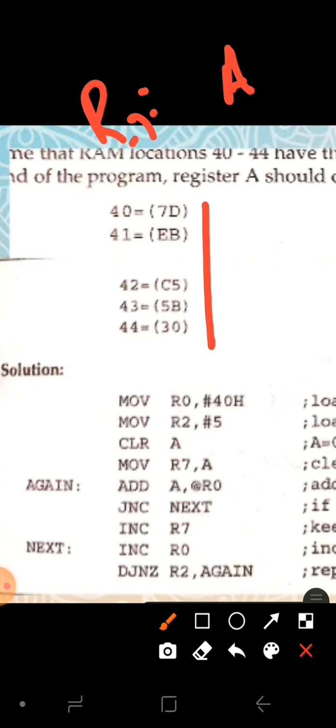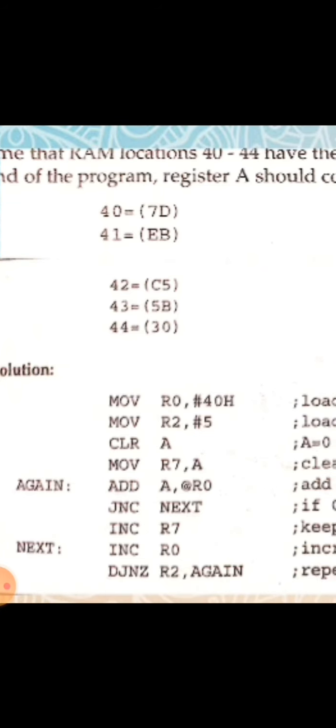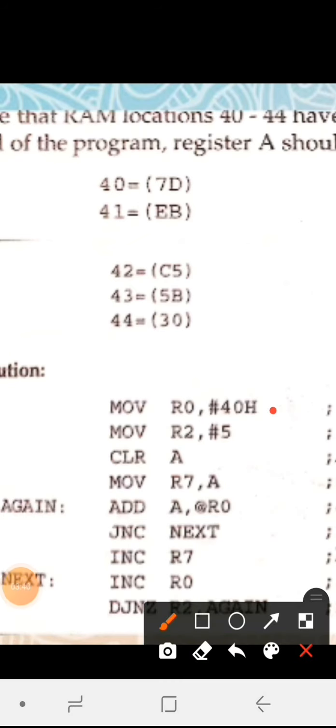If you perform the first addition, that is 7D plus EB, you will get the result as 168. Now in this 168, the 1 will be acting as your carry. Now you can see here, this R0 we are using acts as a pointer. It is giving you the location where your data is present. Now we have taken R2, which is acting as a counter, that is, we have 5 data to be added, so it is 5. Next we are taking 2 registers A and R7, which are to store your result.